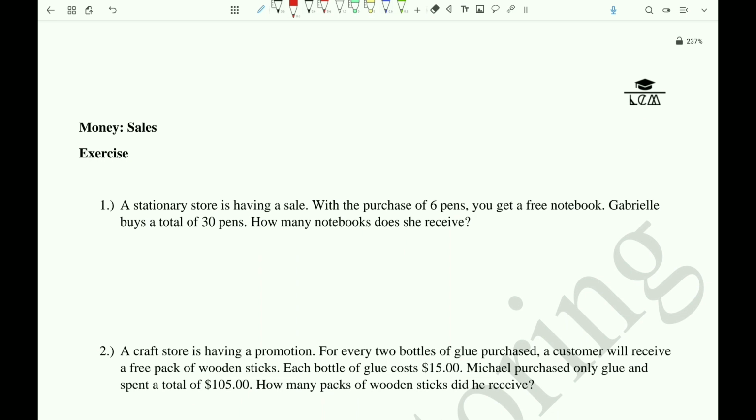So for this first question, a stationery store is having a sale. With the purchase of 6 pens, you get a free notebook. Gabrielle buys a total of 30 pens. How many notebooks does she receive?